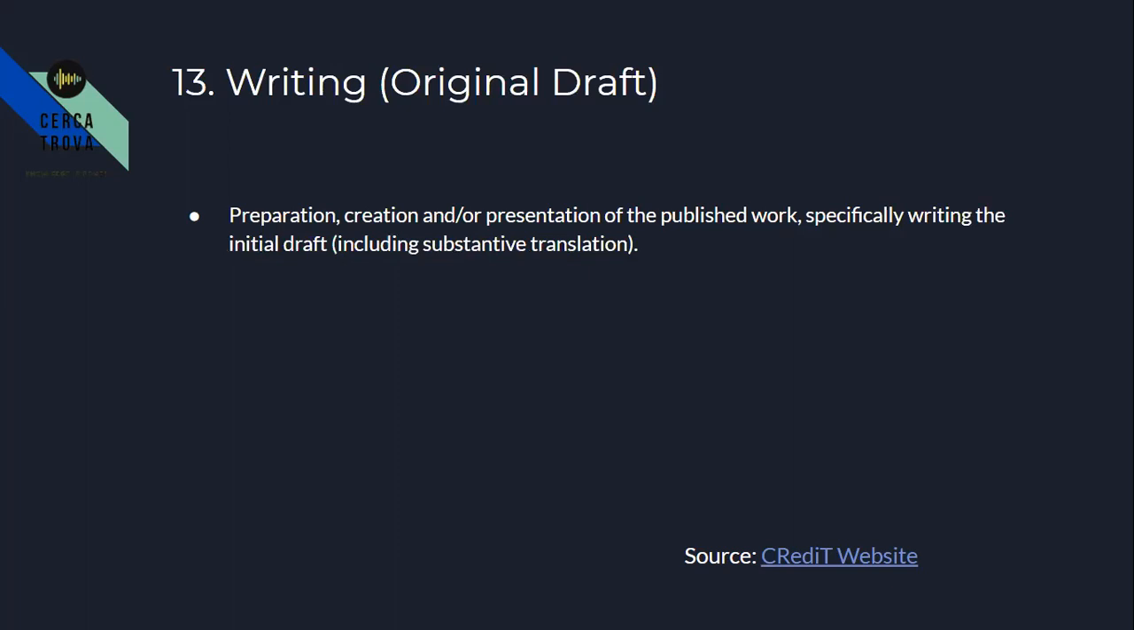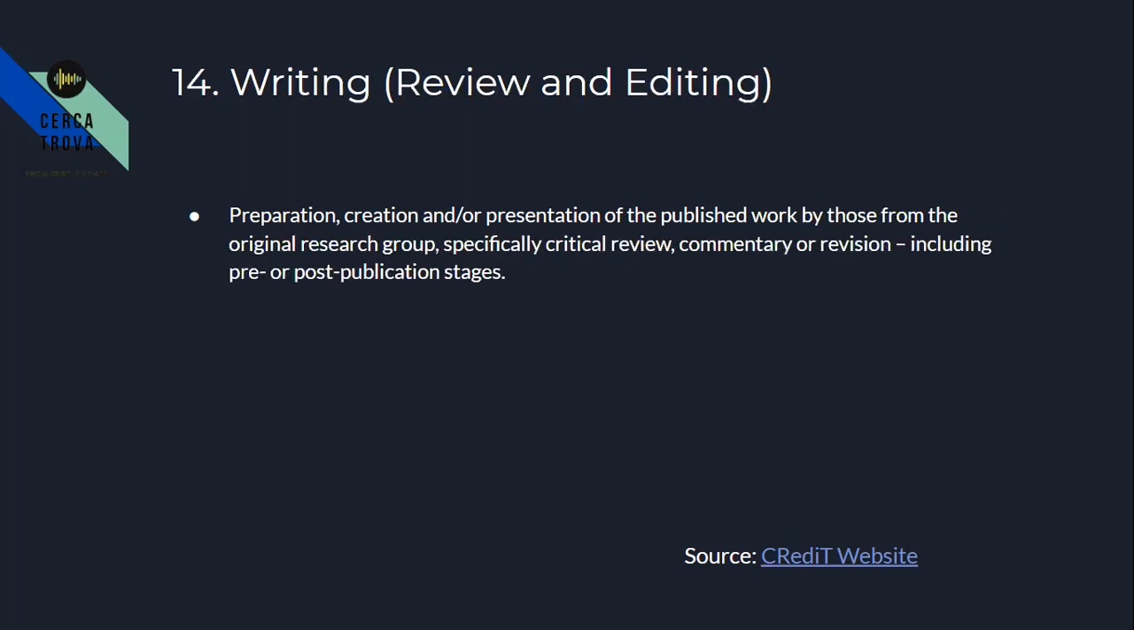The 13th role is writing original draft. This means preparation, creation, or presentation of the published work. This is prior to sending to a journal, and you should mention all those who are involved in writing of the research paper. And the last is writing, review, and editing. This involves the review, editing, and corrections of the research paper that has been done in response to journal editor or reviewer comments.